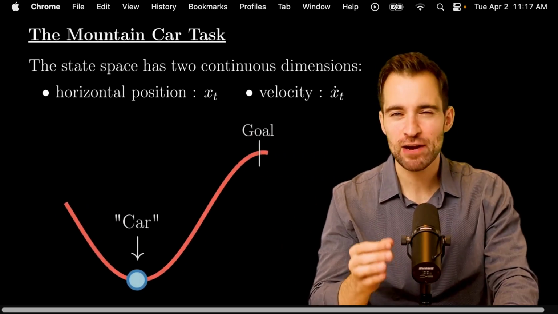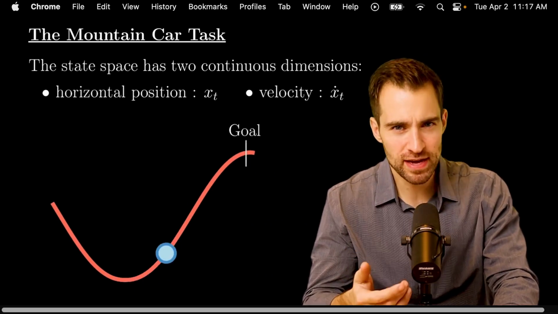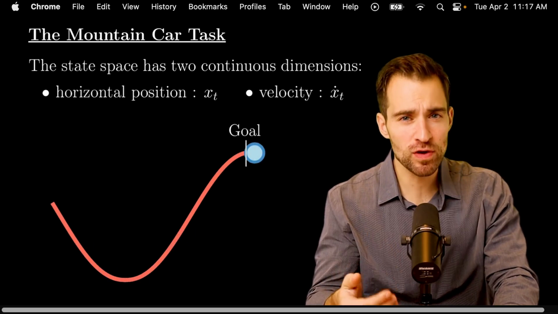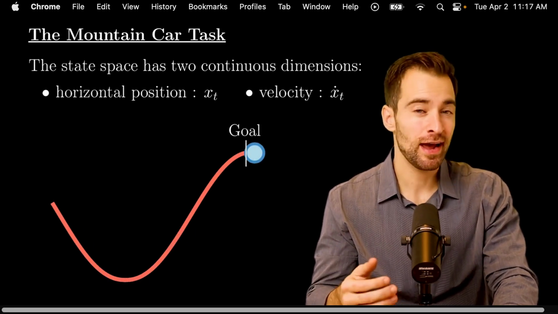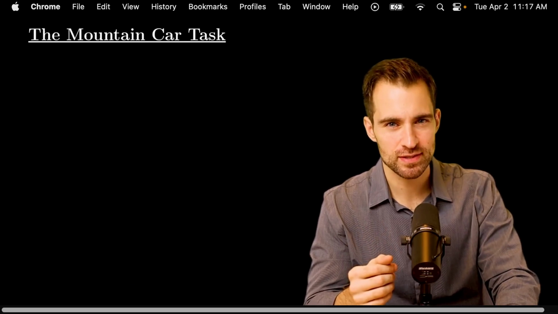For instance, if we hit throttle forward repeatedly, we'll start up the hill, but won't make it. In fact, the trick is to go backwards and then forwards with momentum to get over the edge. And that's what makes this hard for an RL agent. Okay, so how do we solve this?